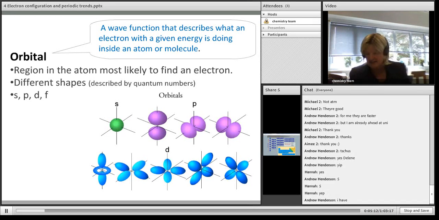If you can see, the s orbital is a round shape. The p orbitals have one node. They've got one node there. I was trying to draw an arrow, and it doesn't show very clearly, or a gap. And as you go to d, they've got two. How many gaps do you think f would have?